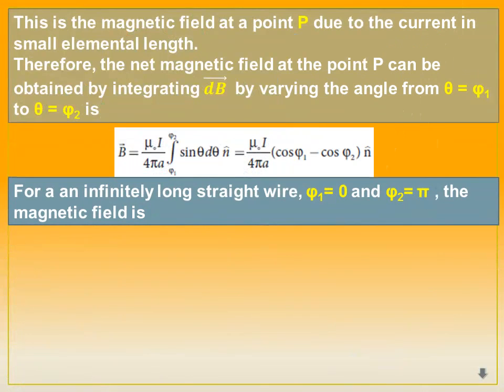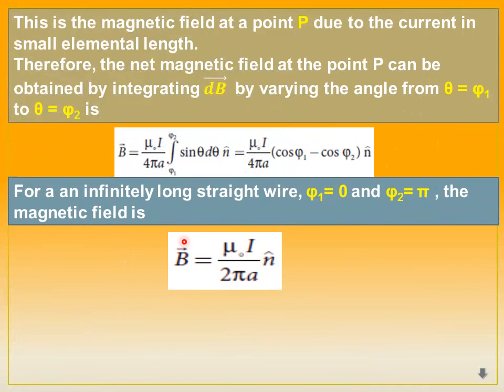As you know, phi 1 is equal to 0 and phi 2 is equal to pi. Therefore, for an infinitely long straight wire, phi 1 is equal to 0 and phi 2 is equal to pi, the magnetic field is mu naught I divided by 2 pi a.